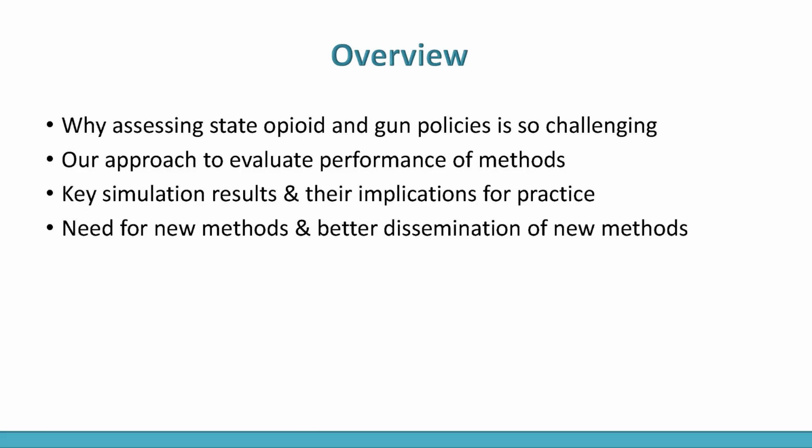So in terms of my talk, I'm going to start by talking about why assessing state opioid and gun policy data is so difficult. What are the different statistical challenges we have to be able to address? Then I'm going to share with you our approach to evaluating the relative performance of commonly used methods in the field. I'll share a few of our key findings from a recent simulation study we did in this space, as well as implications for practice. And then I'm going to end by focusing on this issue: we need new methods, we need better methods in this area, and we also need to do a better job at disseminating our methods more rapidly so they get adopted.